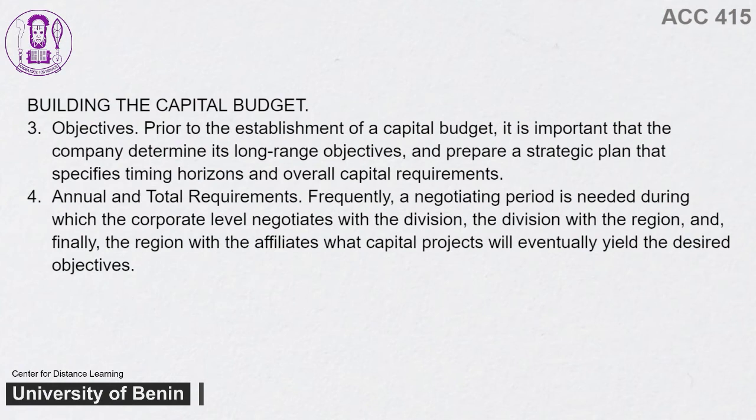Building the capital budget. 1. Objectives. Prior to the establishment of a capital budget, it is important that the company determine its long-range objectives, and prepare a strategic plan that specifies timing horizons and overall capital requirements. 2. Annual and total requirements. Frequently, a negotiating period is needed during which the corporate level negotiates with the division, the division with the region, and, finally, the region with the affiliates what capital projects will eventually yield the desired objectives.